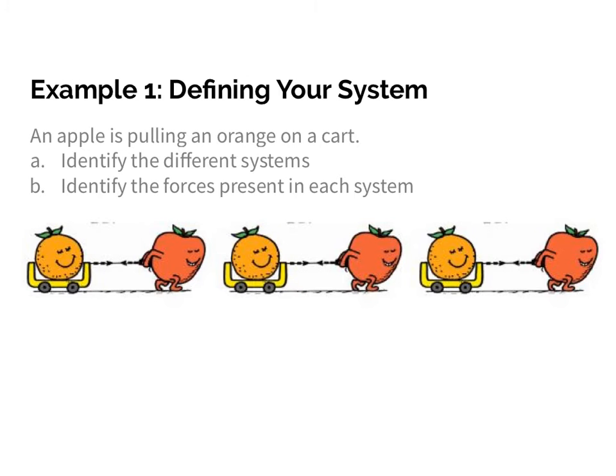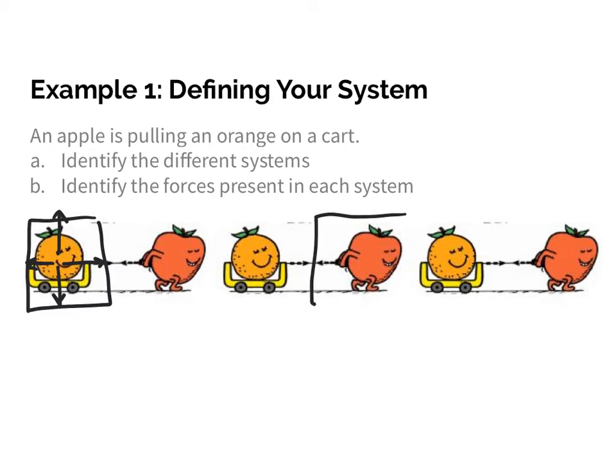Now let's see how this applies to Newton's third law. So let's say that I have an apple pulling on a cart. There are essentially three ways in which I can define the system. The first way I can define the system is to just look at the forces acting on the orange. So if I identify the forces acting on the orange, I would have the force of gravity, say the normal force, I would have a pulling force, and then I would have the frictional force back that way. Okay, so those are four forces acting strictly on the orange.